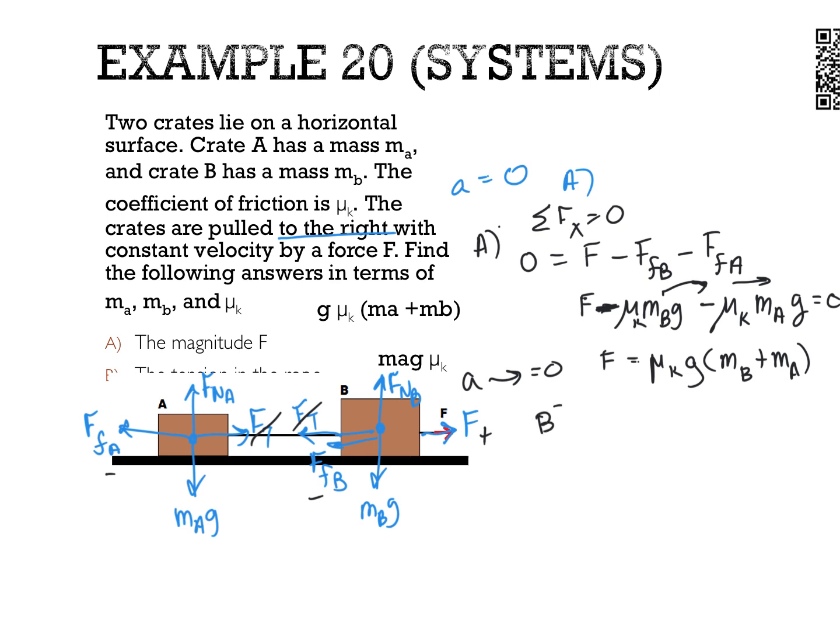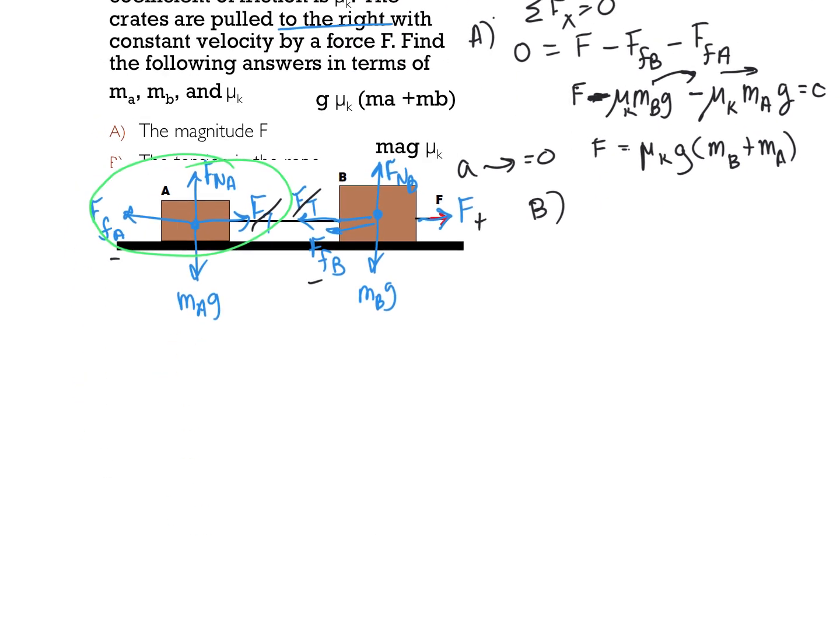B is the tension on the rope. Okay, tension on the rope, I just need to use one of the boxes. So I'm going to use this box because there's fewer things going on. So the tension on the rope for this guy is going to be the sum of forces in the x direction, which is still 0 since it is going at a constant velocity, right? Which means that these two forces have to be the same. So the force of tension has to be equal to the force of friction on A, which is equal to mu sub k times m sub A g. So there's my force of tension, equal and opposite.